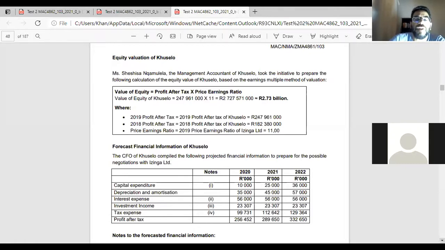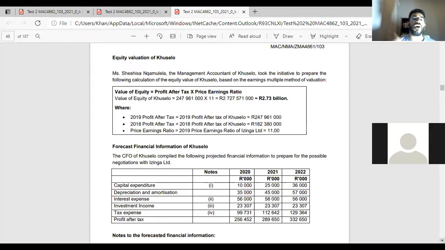So the first thing we need to ask ourselves is that profit after tax, is it a maintainable profit? Remember, we want an earnings figure. Profit after tax is the earnings figure, but we don't want just any earnings figure. We want maintainable or sustainable earnings. So we need to find out whether that 2019 figure is a sustainable earnings figure. Secondly, the price earnings of 11 is the price earnings of Zynga.